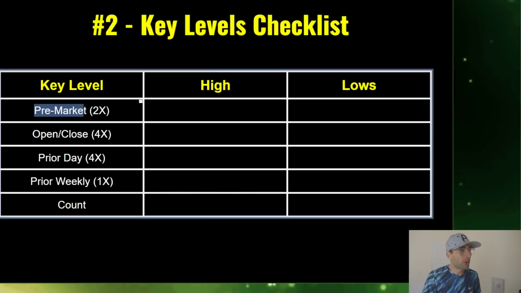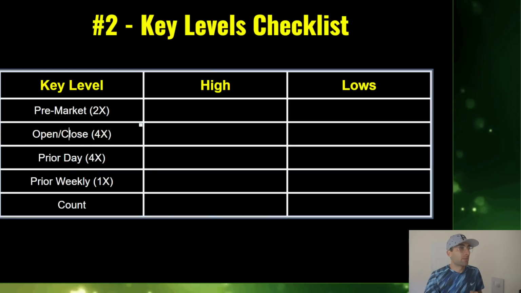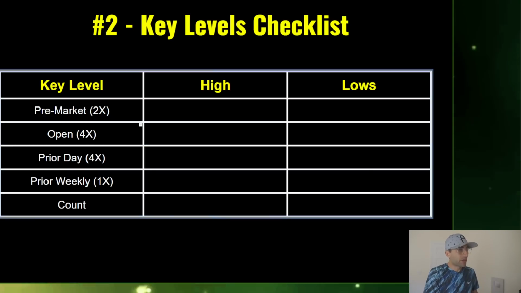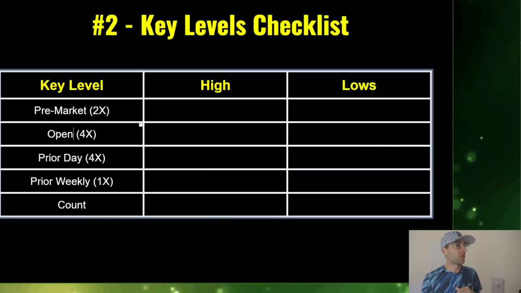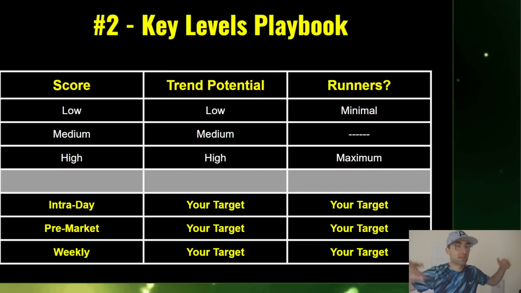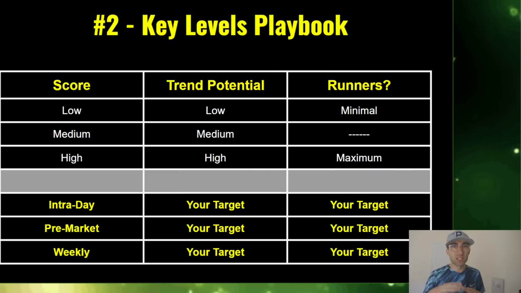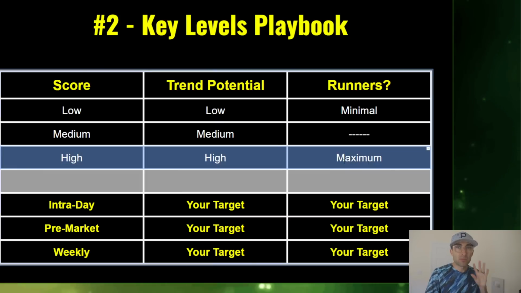But for example, pre-market highs and lows, they get a 2 times multiple. This is going to be pretty much just the open. The open gets a 4x multiple. The prior day levels get a 4x multiple. And then the prior weekly levels get a 1x multiple. So this means the higher numbers, if you get and you tally them up, the highest number reading could be 12. If you get anything around an 8, that's considered trend potential.